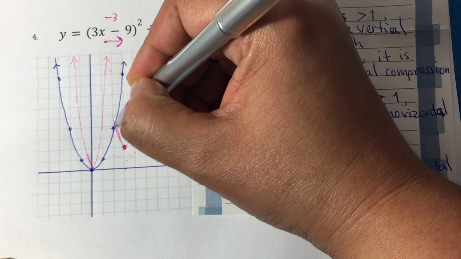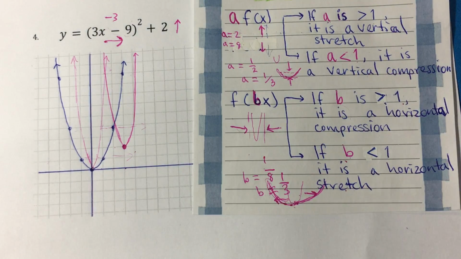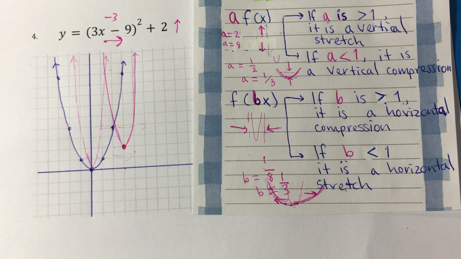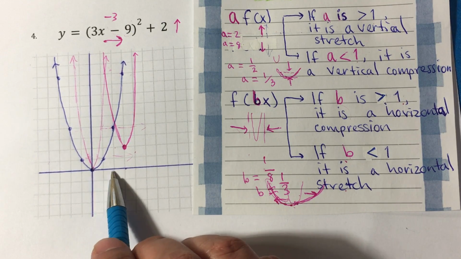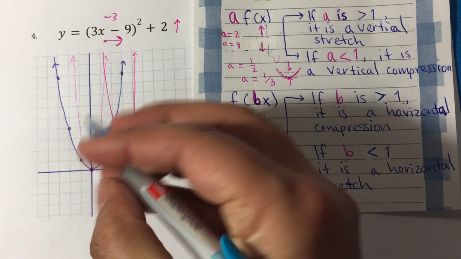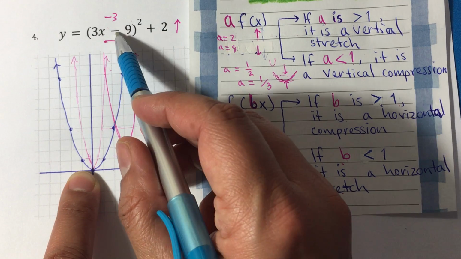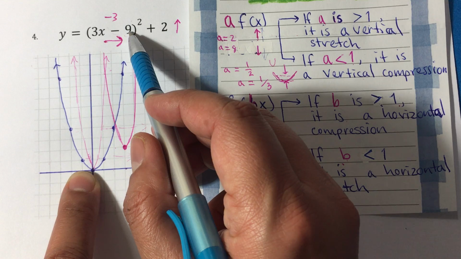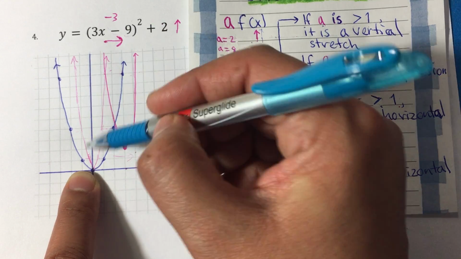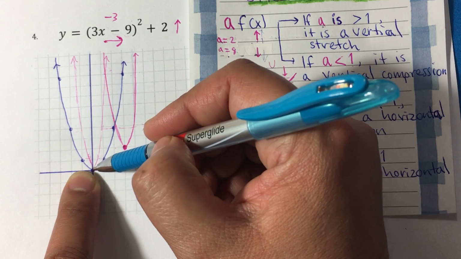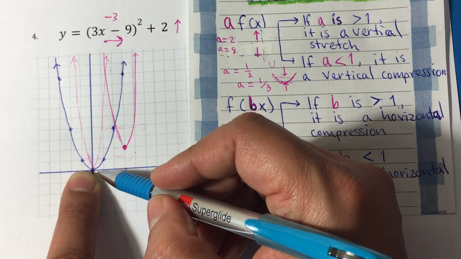Now, that's a more or less graph, a new graph. But what if you wanted to be more precise? What you can do is look at the values of x, and you can do the table mentally, kind of. Let's say that x is 0. 3 times 0 is 0, minus 9 is -9. Square that: -9 times -9 is positive 81, plus 2 will be 83. So 0, 83 will be way up there because it doesn't fit in our graph.